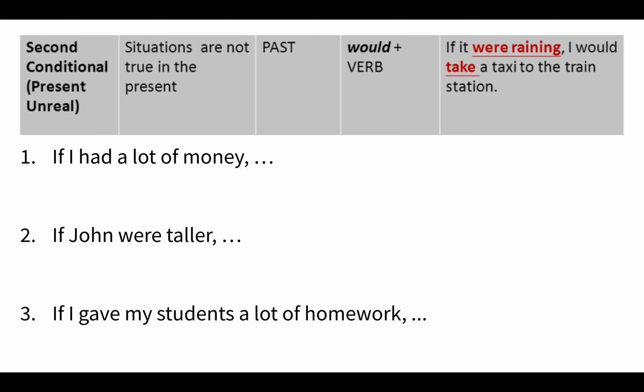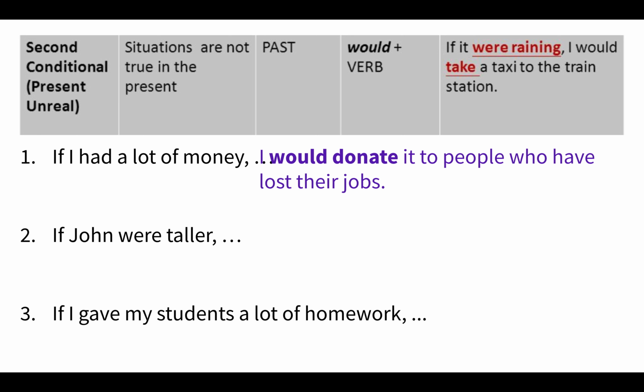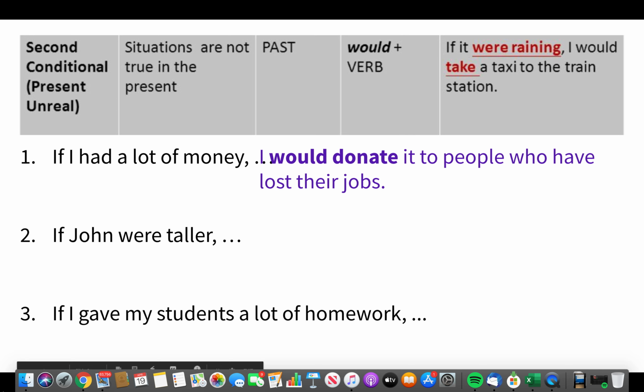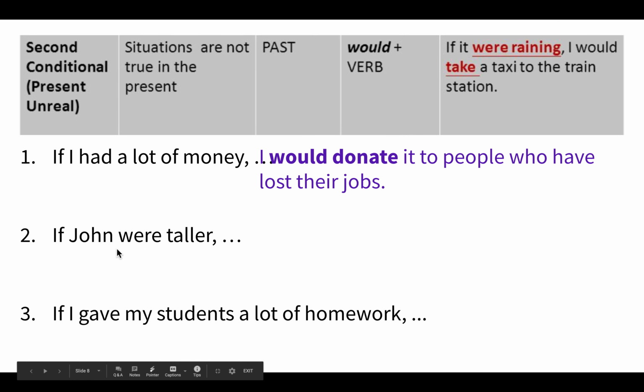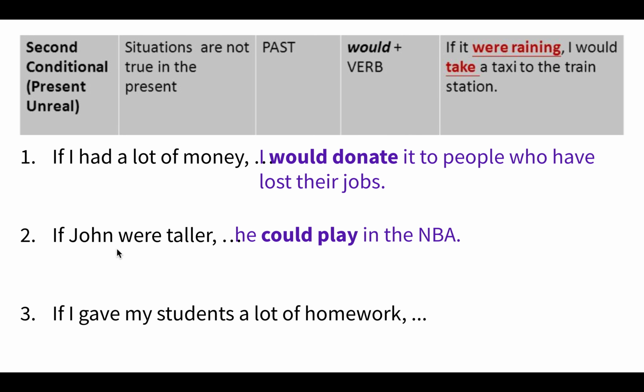All right, example answers. If I had a lot of money, I would donate it to people who have lost their jobs, right? If I had a lot of money right now, I know a lot of people have lost their jobs right now. I feel terribly for them. I would donate it to those people. Number 2, if John were taller, notice the past here, were, he could play in the NBA. Notice here I'm changing would to could because I want to talk about the ability, right?